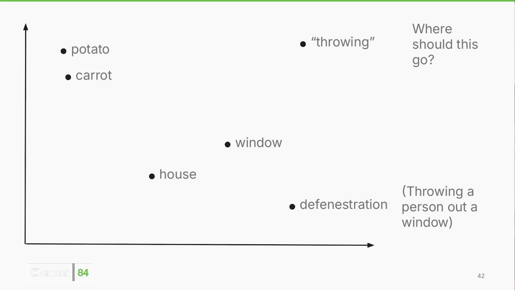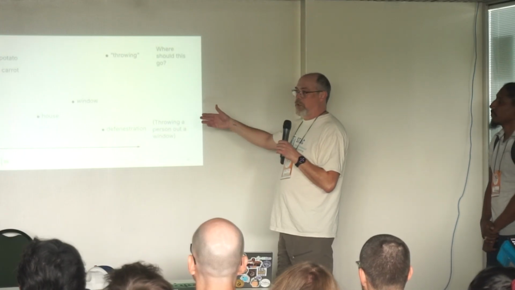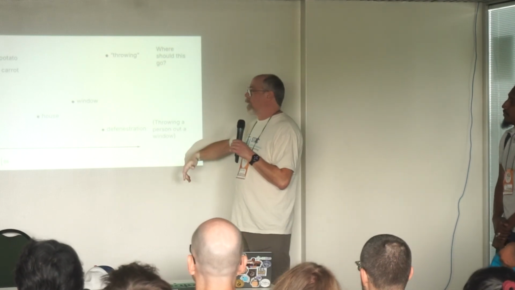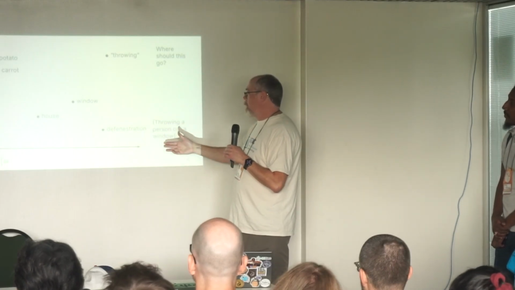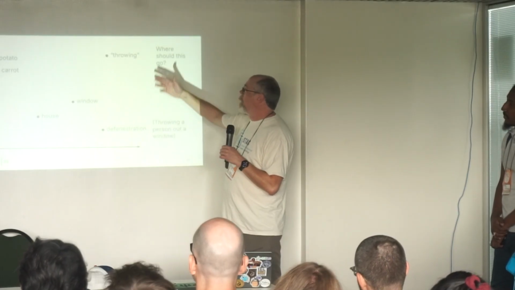If we throw a bunch of words on a plot, the absolute location of these is not important, but the relative location of them. So potatoes and carrots are similar because they're tubers, right? And a window might be here in the middle, and defenestration is down here, which is throwing a person out a window, and it's somewhat close to the window, but where does this go?